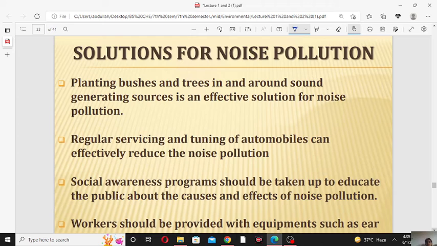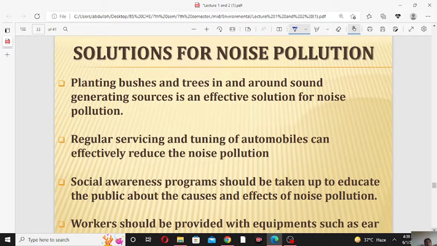Now, what should be the solution to reduce or remove noise pollution? The first solution is planting bushes and trees in and around sound generating sources, which is an effective solution. If we plant bushes and trees near the sound generating sources, then we can reduce noise up to some limit. Regular servicing and tuning of automobiles can effectively reduce noise pollution.